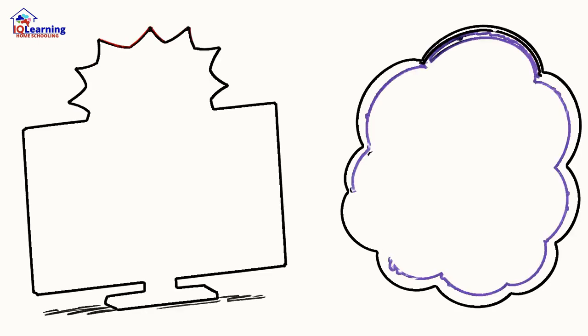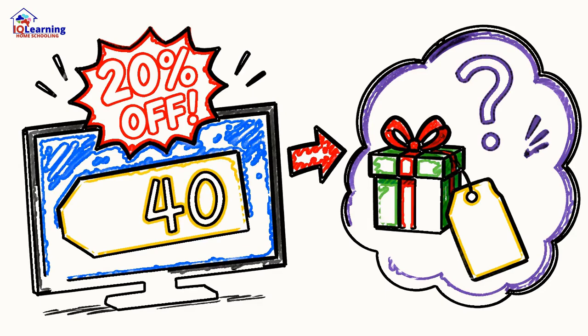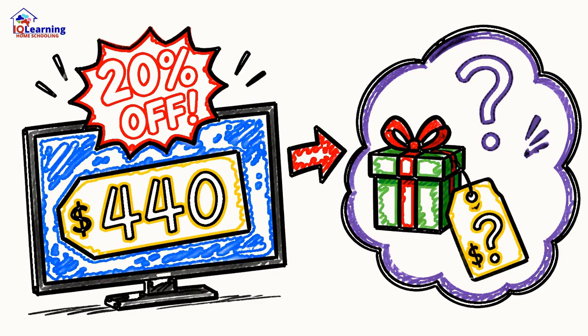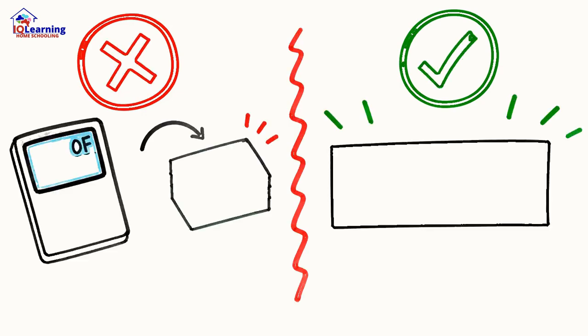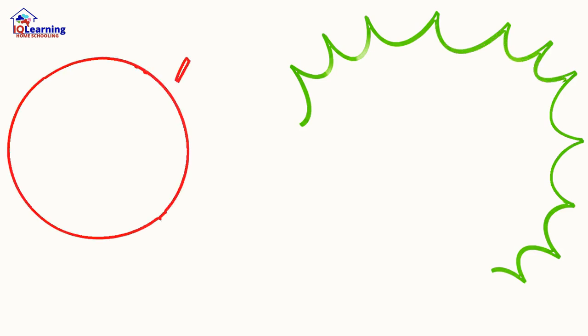You see a TV on sale for $440, marked as 20% off. What was the original price? The most common mistake is to find 20% of 440 and add it back. That's wrong. The real answer and the secret to mastering everyday financial math is much simpler.